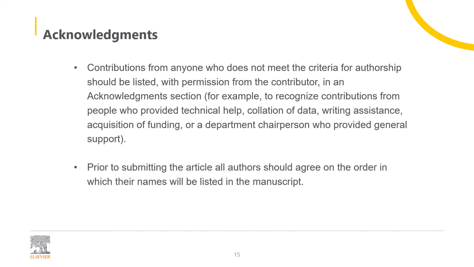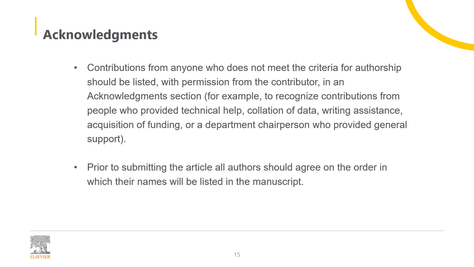There must be room for acknowledgements too from anyone who doesn't meet the criteria for authorship, for example, technical help, data collection, writing assistance, or whatever. Other contributions that don't meet the former criteria should be acknowledged. They don't necessarily qualify for authorship. And it should be the case that before the article is submitted, everyone should agree on the order in which their names will be listed in the manuscript. If you ask subsequent to submission for a change in the order or for a change in the authorship, either removing or adding people, that is considered an ethical issue and has to be investigated by an editor.